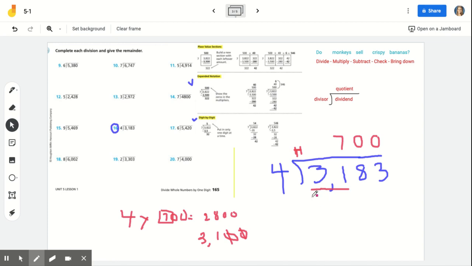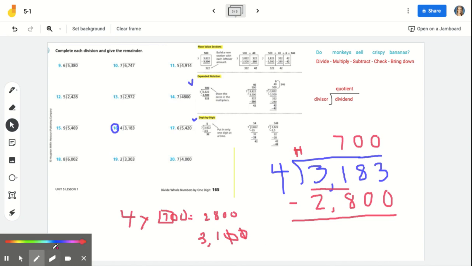And this is the tip again I have for you guys. All our place values have to be lined up correctly. 2,800. Make sure all your digits look like mine. They're going underneath 3,183 with all of the place values stacked correctly.